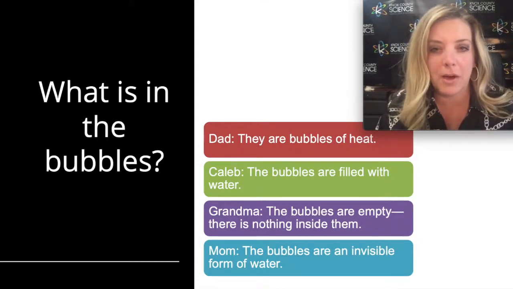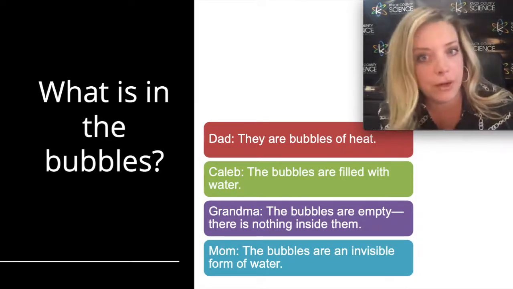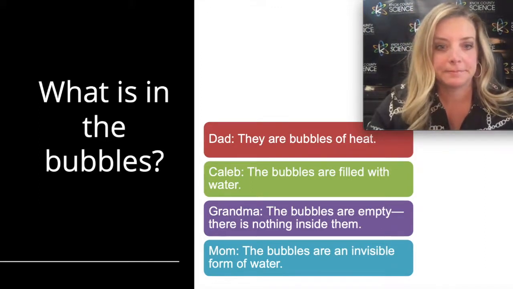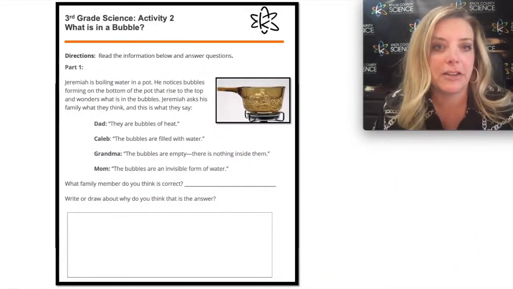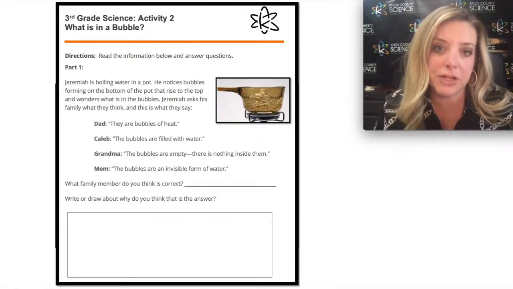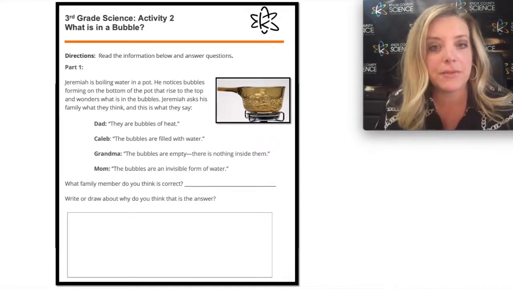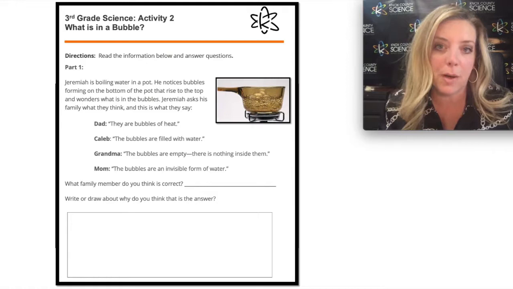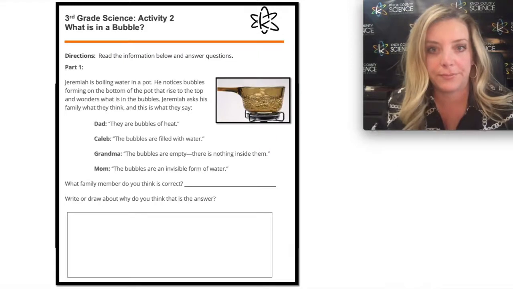And I want you to think about which one do you think is right and why do you think they're right? Which one do you agree with and why? On your handout, you can see on the Activity 2 handout, Part 1, it gives Jeremiah's story, and then it tells you Dad, Caleb, Grandma, and Mom's opinion, and then there's a place for you to decide which family member is correct, and then a place at the bottom for you to draw what you think is happening. So pause the video at this time and do that portion of your handout.